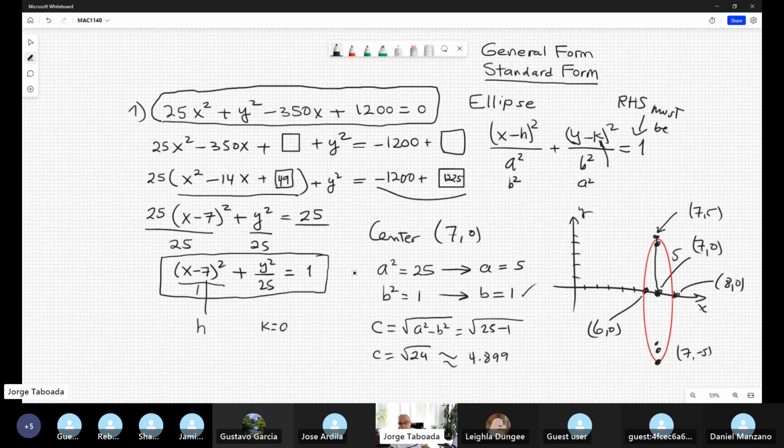This is the vertex, and the focus would be 7, 5 minus radical 24. And this is 7, 5 minus... no, 7, because that point is 7, no? This time 5, and this is 7 minus radical 24. Do you understand the algebra part very well or no?